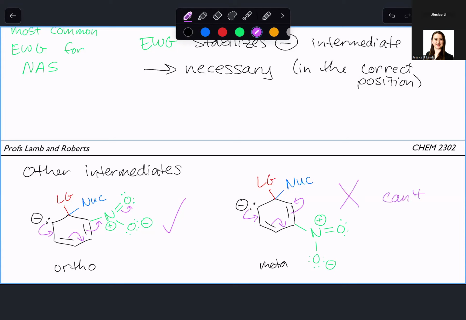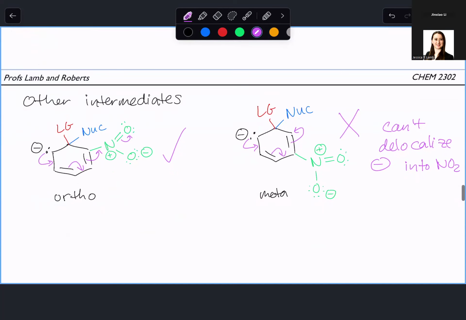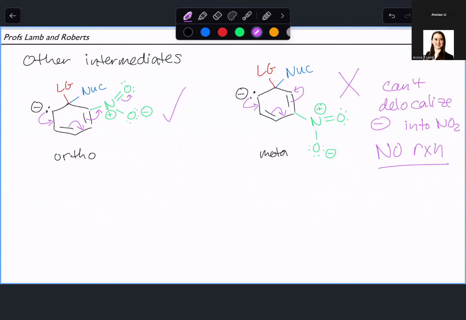So we can't delocalize the negative charge into the nitro group. That means that if your nitro group is meta, there is no reaction because you can't stabilize that intermediate. Therefore, it's not going to happen. So that means that you need at least one of these electron withdrawing groups ortho or para to your leaving group. At least one ortho or para, because it needs to stabilize that negative charge. Okay.